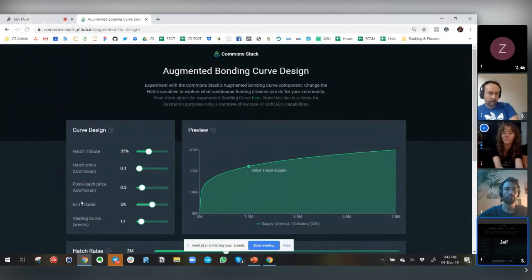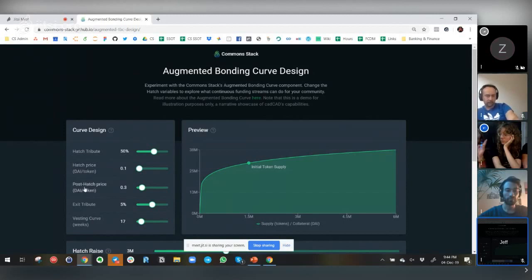If we look at the left-hand side here, we can see all of the parameters by which we can set up the augmented bonding curve. The hatch tribute is how much of the funds from the initial raise go into the pool to pay for work in that community. We have the hatch price and the post-hatch price. That's the price of the native token, the Trash Hero coin in this example. The exit tribute is sort of a speculation tax. Whenever people leave this economy, they pay a small bit into the pool, and this creates a continuous funding mechanism for that community.